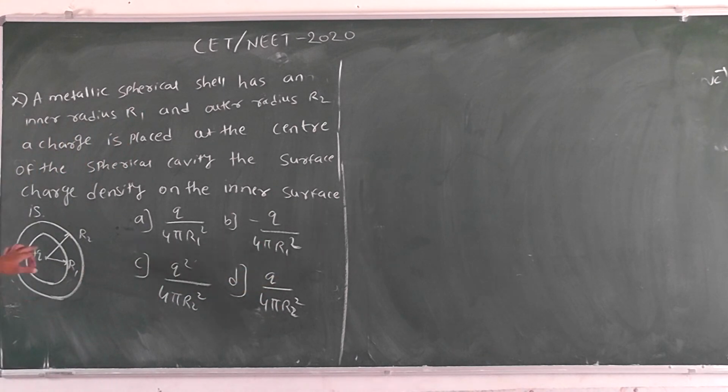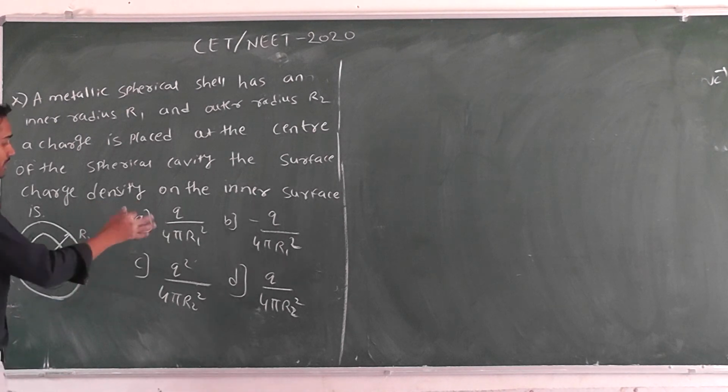So what we have to find out? Two spherical surfaces are there. A metallic spherical shell has an inner radius r1 and outer radius r2. So what we have to find out? Which type of charges are produced here? Okay. So what are they asking? The surface charge density on the inner surface of the spherical cavity. Whether it is a positive charge density or negative charge density, compared to all these four options.